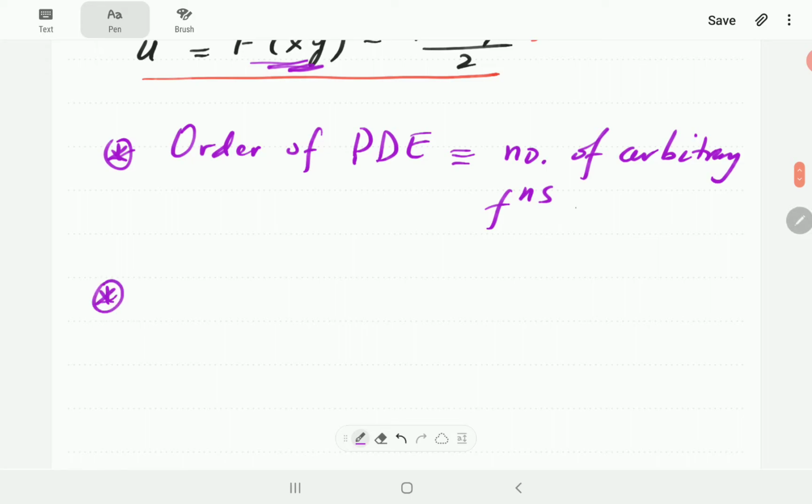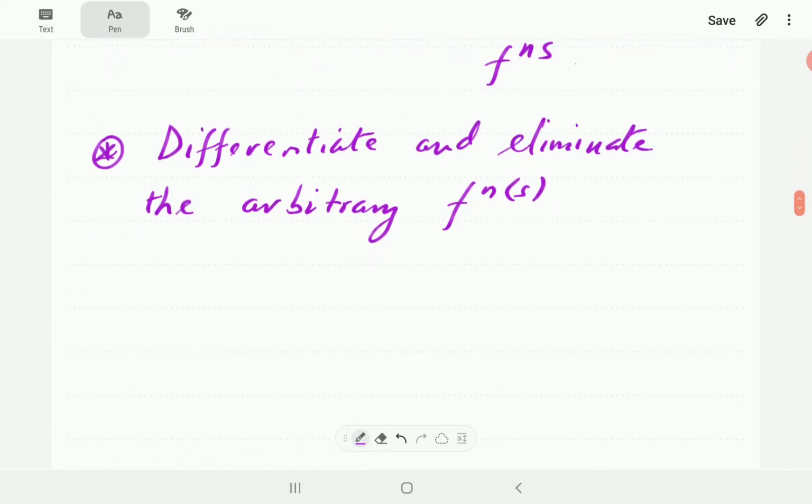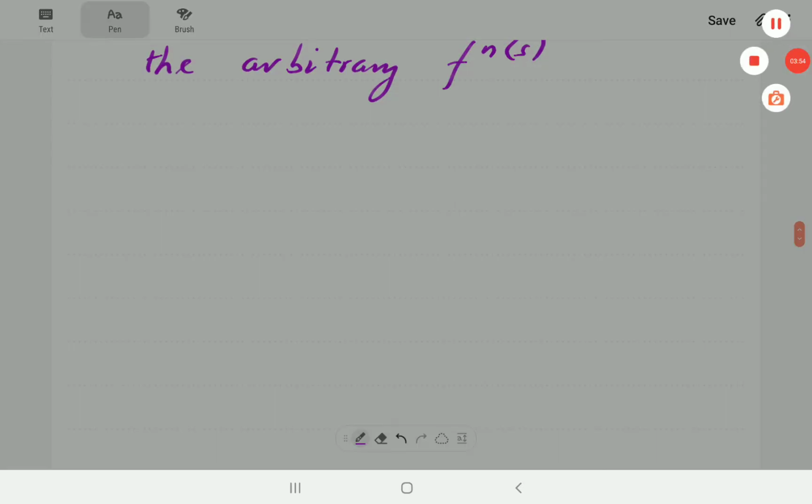Then the other thing is, we're going to find the PDE by just differentiating and then eliminating the arbitrary function. So we're going to differentiate and eliminate the arbitrary function. In this case it's going to be 1, but it can be many functions. So that's basically what we are going to want to do in this video. So let's write out some examples.